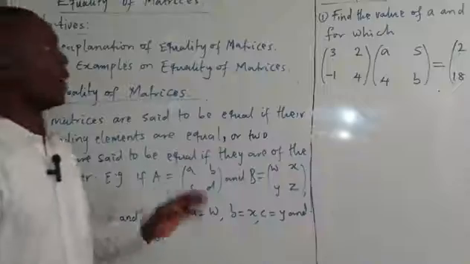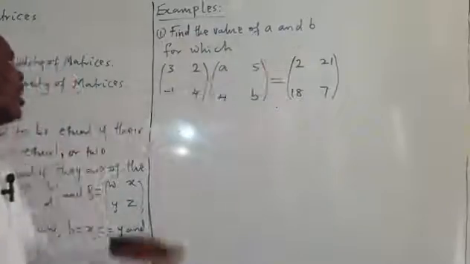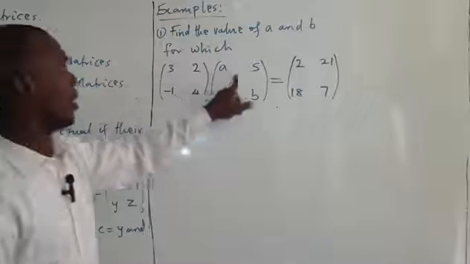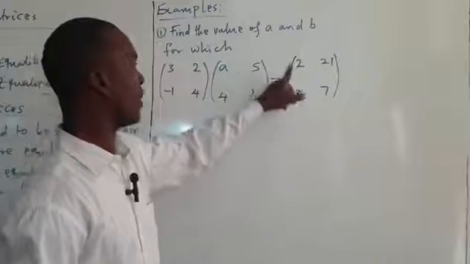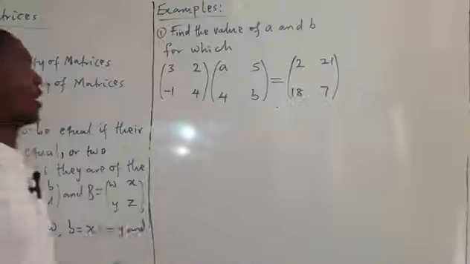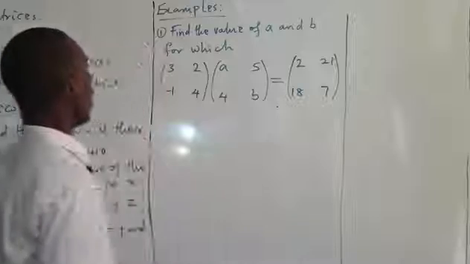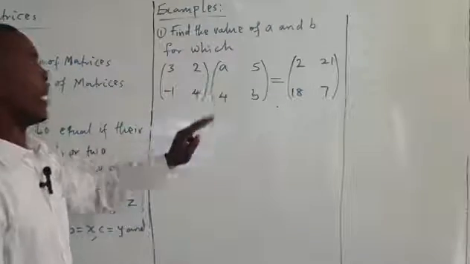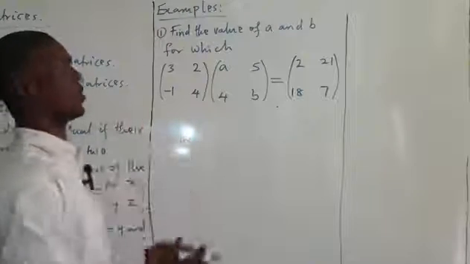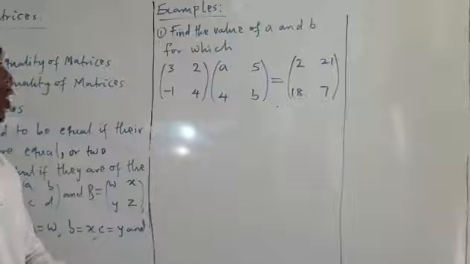So we move to example 1, and the first example says, find the value of a and b for which the matrix [3, 2; -1, 4] times the matrix [a, 5; 4, b] equals the matrix [2, 21; 18, 7]. To solve this, we are going to reduce the left-hand side to one matrix. We have two matrices here on the left-hand side, so we are going to reduce it using the multiplication rule of matrices.